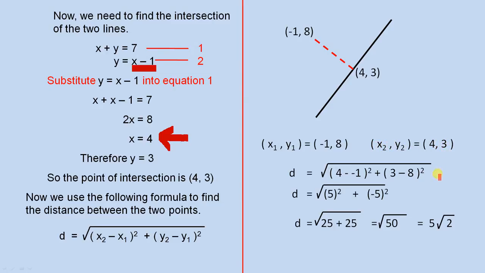Substitute that information into the distance formula, and we arrive at d equals the square root of 50. When we simplify that, that is 5 the square root of 2. So the distance between -1, 8 and 4, 3 is 5 the square root of 2, and that is the shortest distance between the original point and the line.